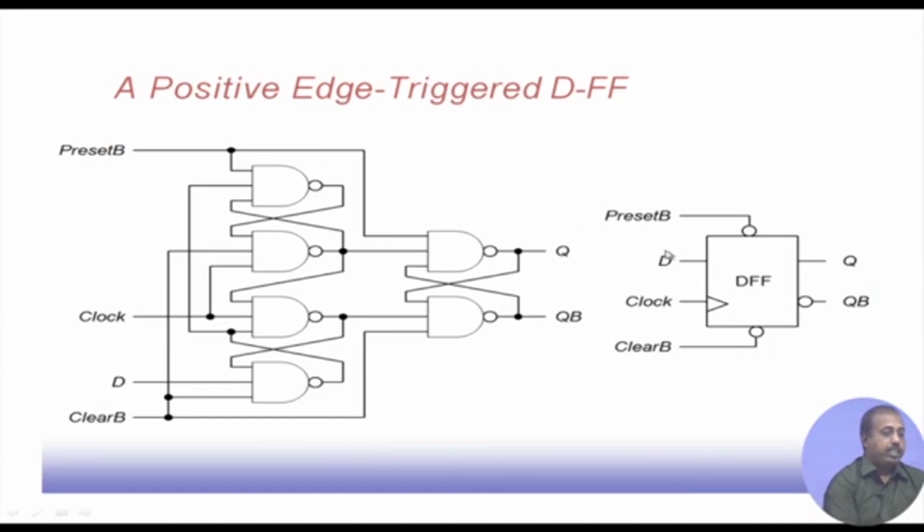A positive edge triggered D flip flop: the actual circuit may be like this, but in terms of block diagram, we may look at it like this. If the clear line is low, then this Q will become low. If this preset line is low, then this Q will become high. This logic gate circuit is modeling that.